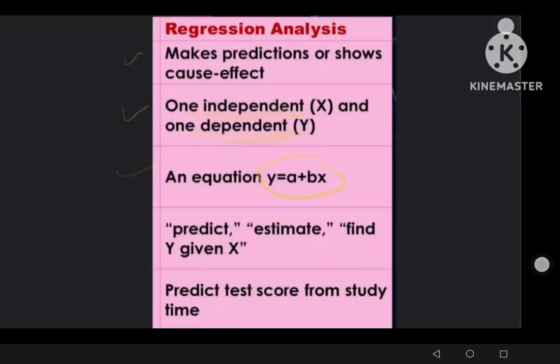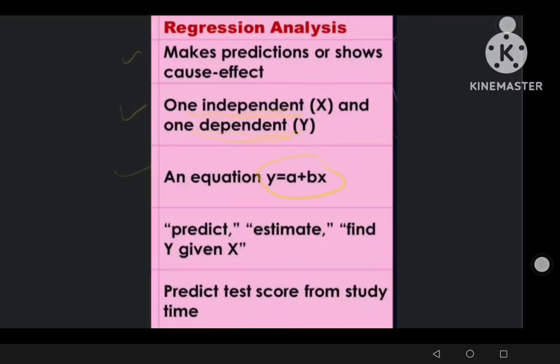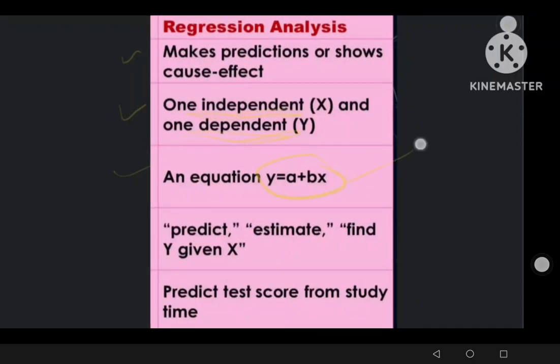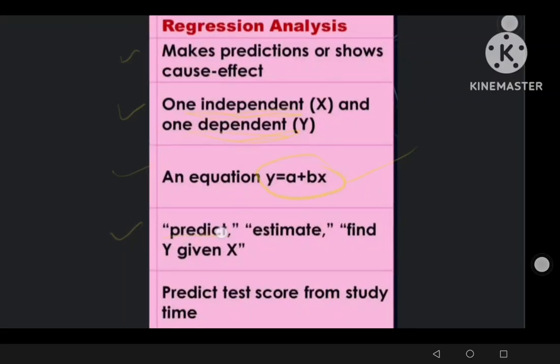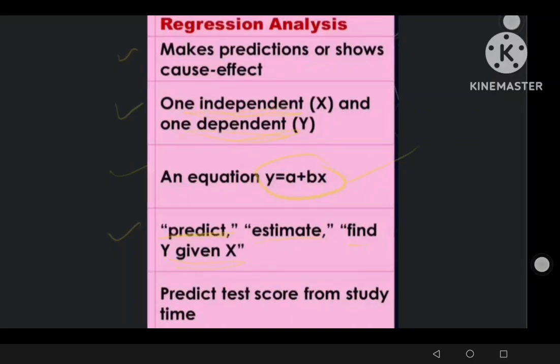Take note, this is an equation where a has its formula and b has its formula. So you're going to answer the formula for b first, then the formula for a, and then it's time to do the equation. Again, some of the keywords in regression analysis are predict, estimate, or find y given x. These are some of the keywords in the statement of regression analysis.